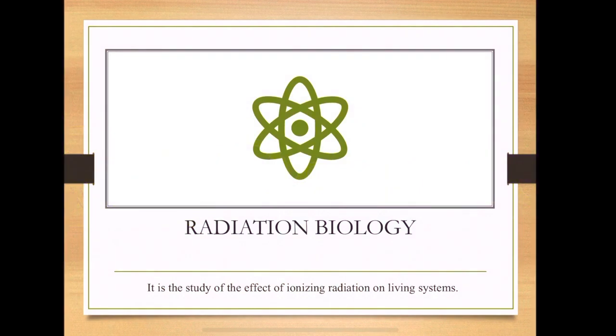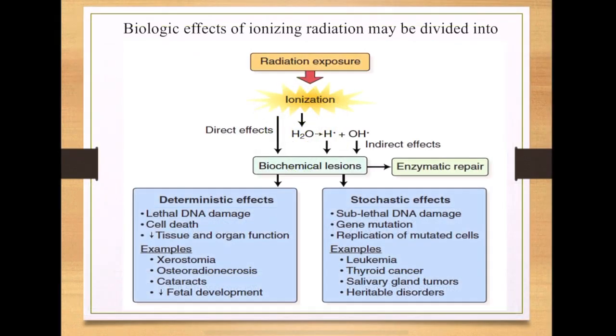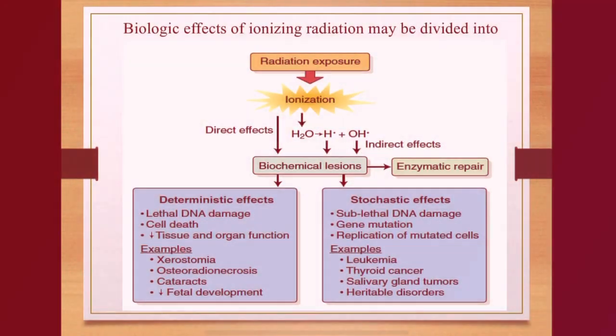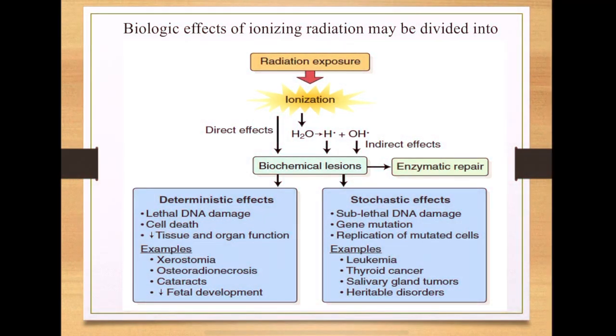Today's session will be on radiation biology, which is nothing but the study of ionizing radiation on the human body or the living tissues. The effects of radiation on the living systems can be broadly classified into deterministic and stochastic effects. The deterministic effects are those effects in which the severity of the response is proportional to the dose, and these effects occur in all the people when the dose is large enough.